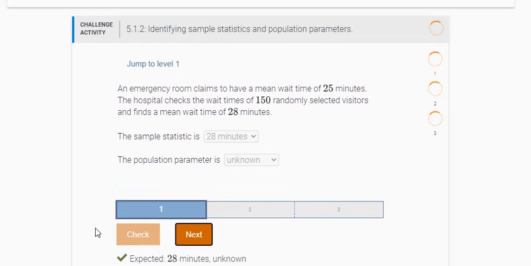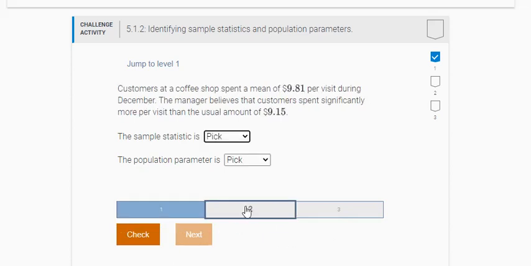All right, so I hope it helped seeing me go through these two challenge exercises. Options number 2 and 3 here are roughly the same, so I'll leave those for you.